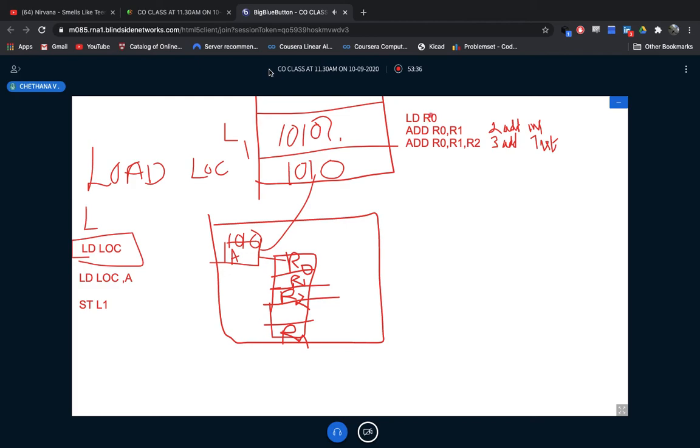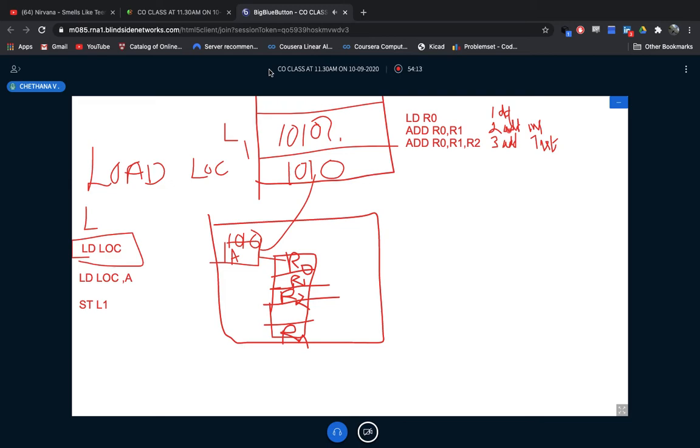Now, LD R0 is what kind of instruction? How many addresses do we require here? R0 is the one location and I want that address. It could be a register, it could be a memory location. But I require one address of data. That is why it is one address. One address instruction.